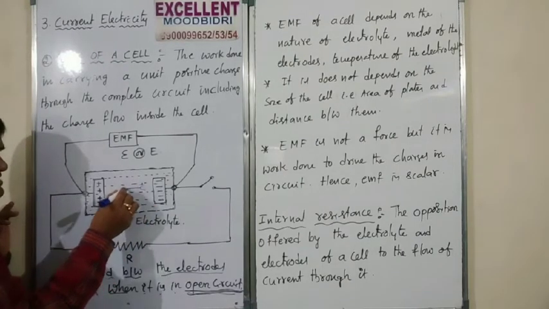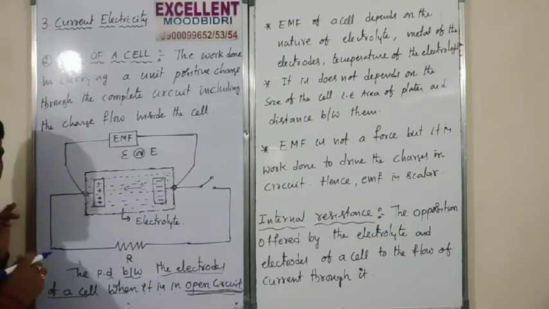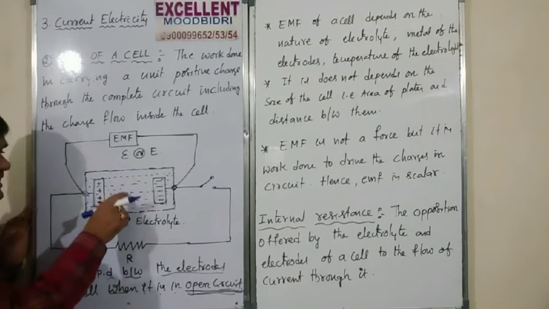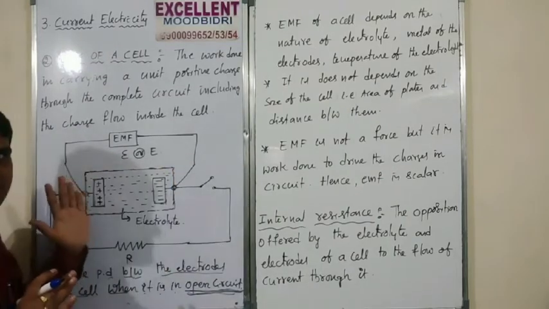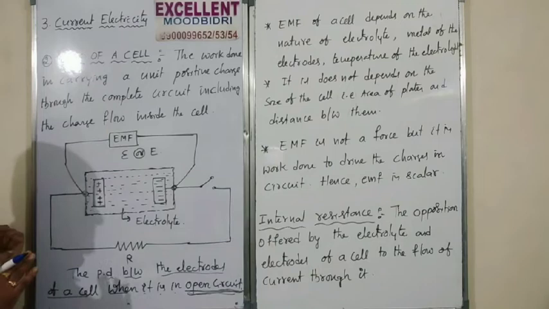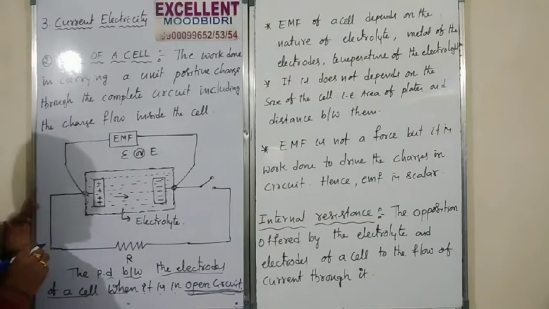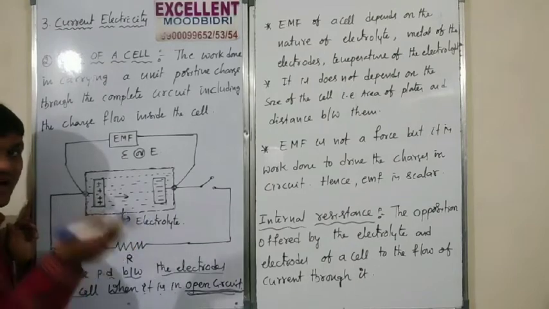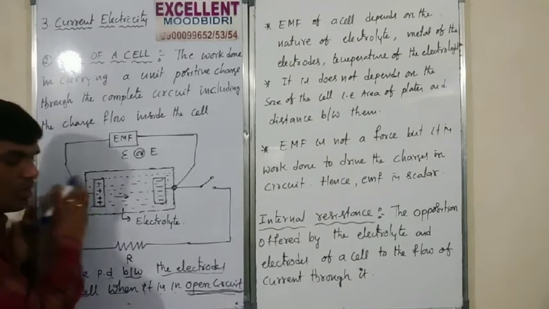So now, for example, these are positive ions. Positive ions are moving in this direction. Why is work done required? Directly it will go, no? That doubt will come. But here, work is required because the electrolyte also has some opposing nature, which opposes the flow of charge inside the cell.